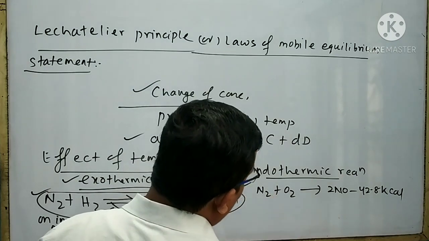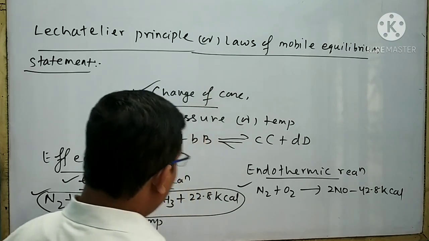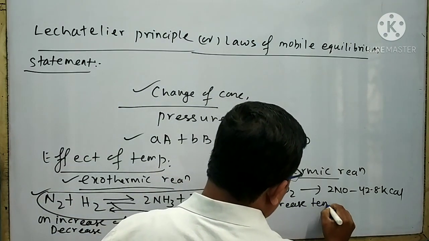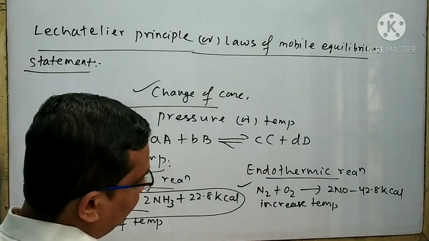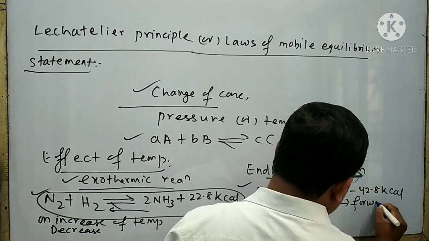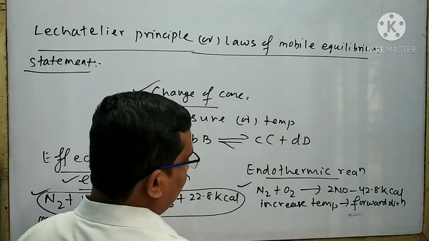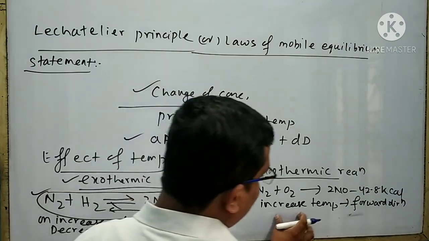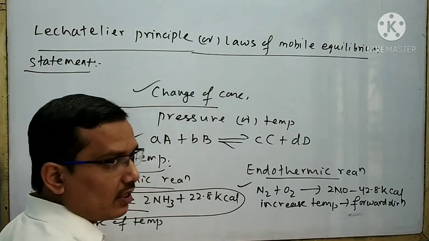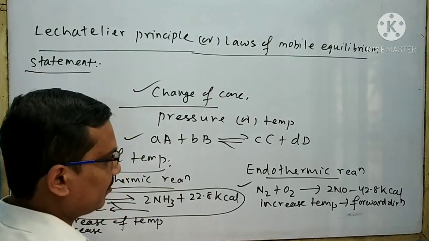Now I want to explain about this reaction. What is the effect of temperature on this reaction? If I increase the temperature, then according to the Le Chatelier principle, the reaction proceeds in forward direction. That means with the help of increase of temperature, the amount of NO goes on increasing. On the other hand, the amount of nitrogen and oxygen goes on decreasing.